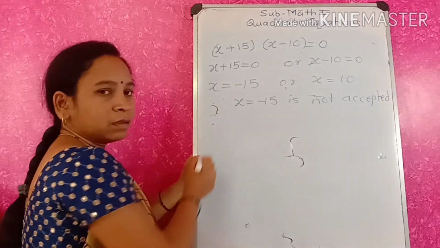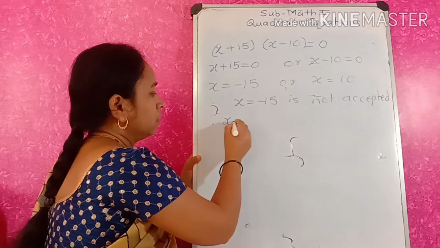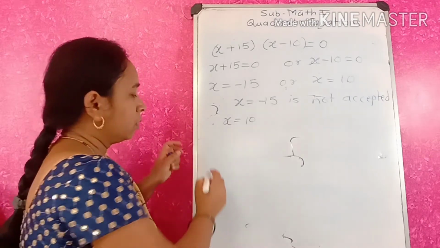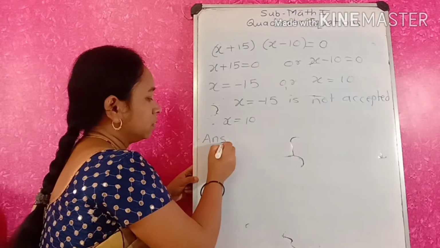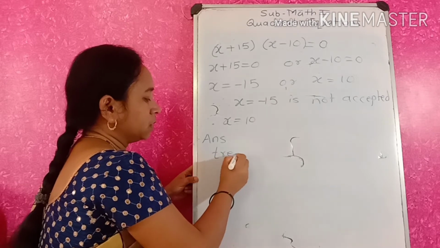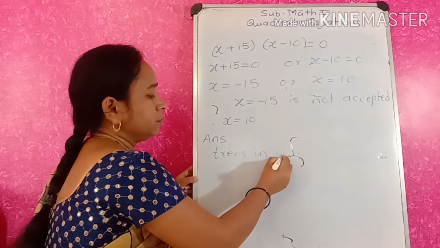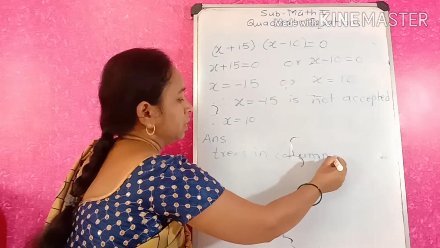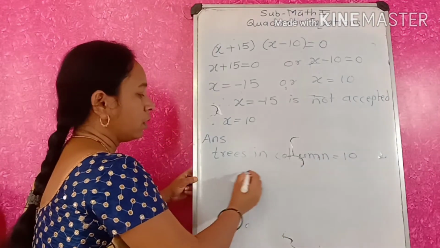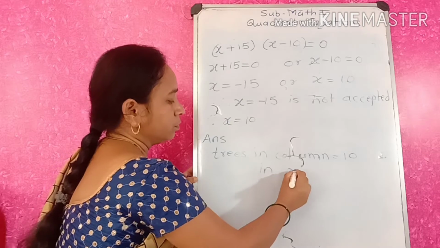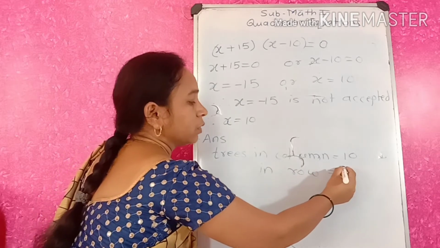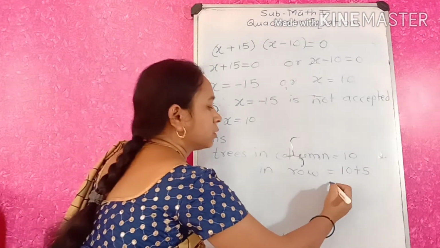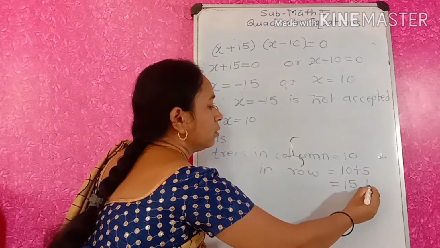So what is the answer? X would be 10. So what is x? X trees are in the column, so the answer: trees in column is equal to 10 trees, and in row is equal to 10 plus 5, 5 more trees. So 10 plus 5, that means 15 trees.